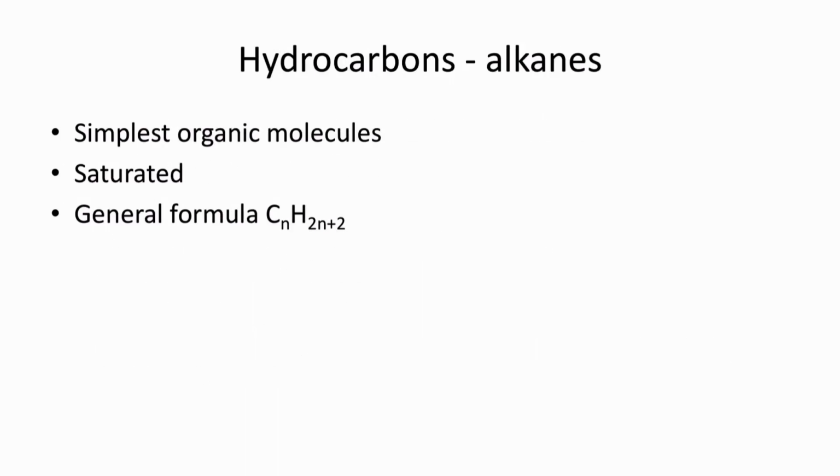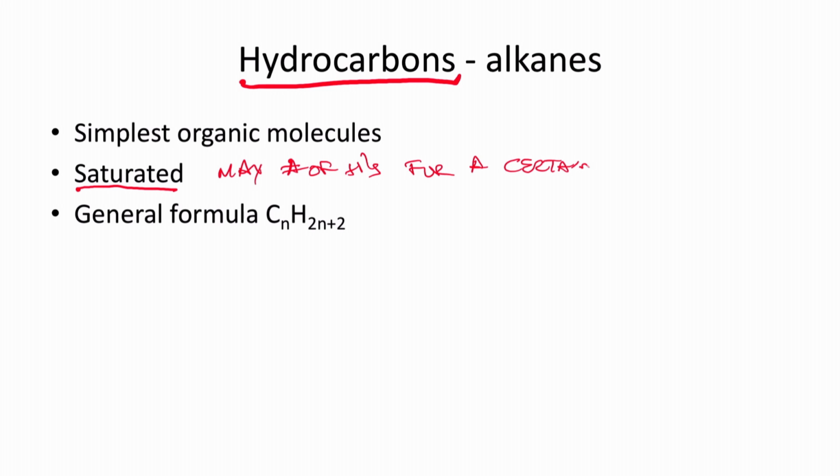We're going to start with something that is really simple and not even a functional group to begin with, but just a plain alkane. There are different kinds of hydrocarbons, which, as the name implies, just contain hydrogen and carbon in them. Alkanes are the simplest organic molecules. These are sometimes called saturated hydrocarbons because they have the maximum number of hydrogens for a certain number of carbons.